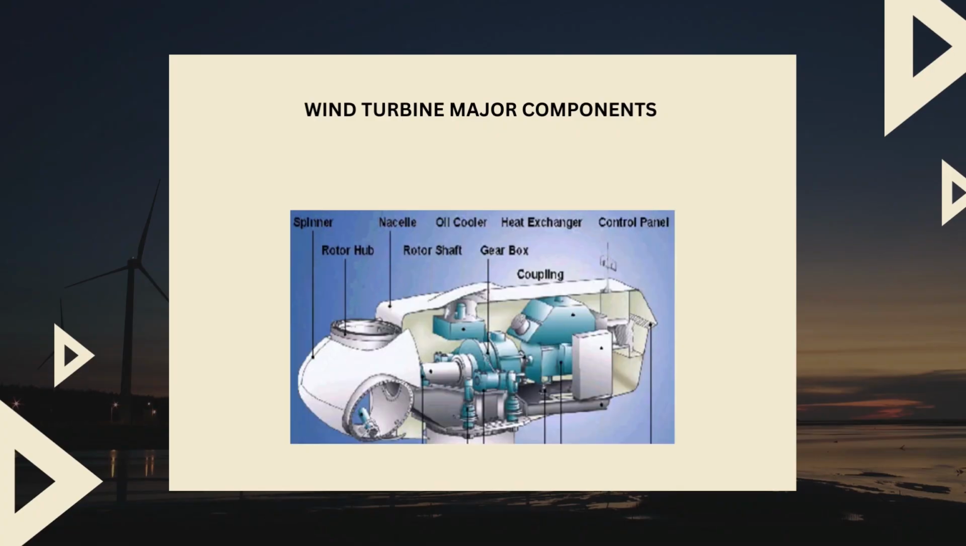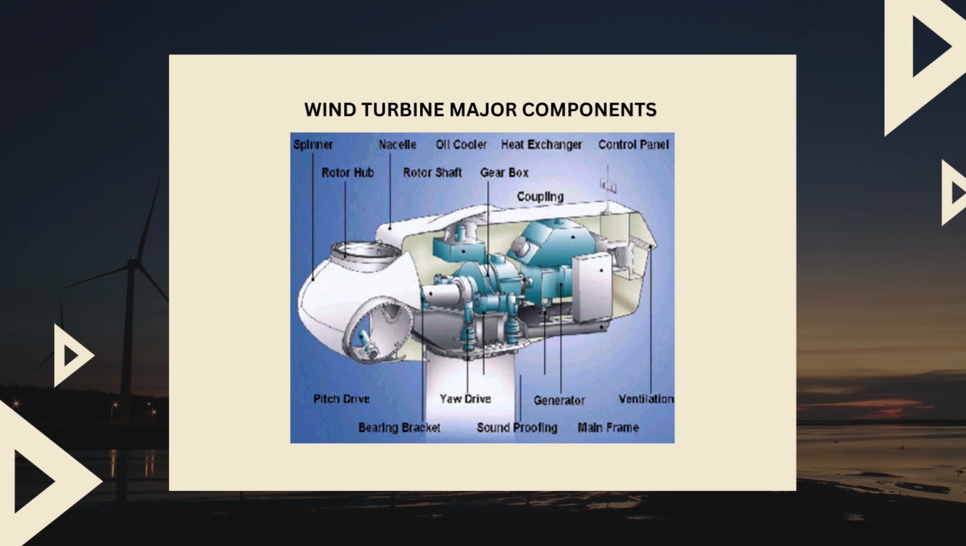Now we will discuss wind turbine components. First one is blades. Most turbines have 3 blades. The turning of the blades generates electricity. Second one is hub. The center of the rotor to which the rotor blades are attached is called the hub. The next one is rotor. Blades and hub referred together in a machine are known as the rotor.